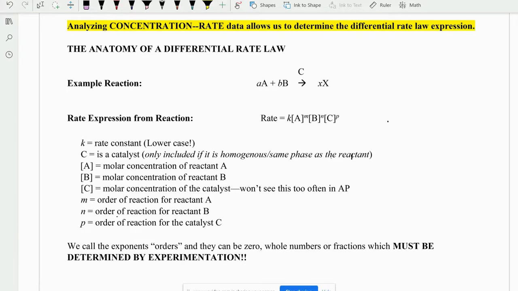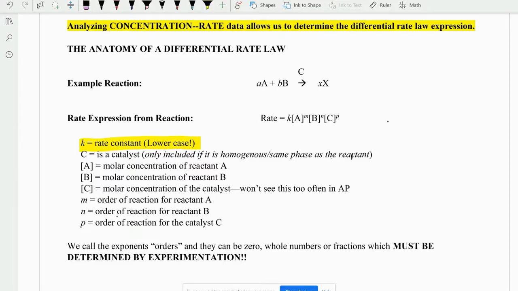So when you write the rate expression, you're going to notice now we have a lowercase k here. And you'll see that k is nowhere in the reaction. And that is because the rate expression now involves a constant. And so lowercase k is indeed going to be something we call the rate constant.